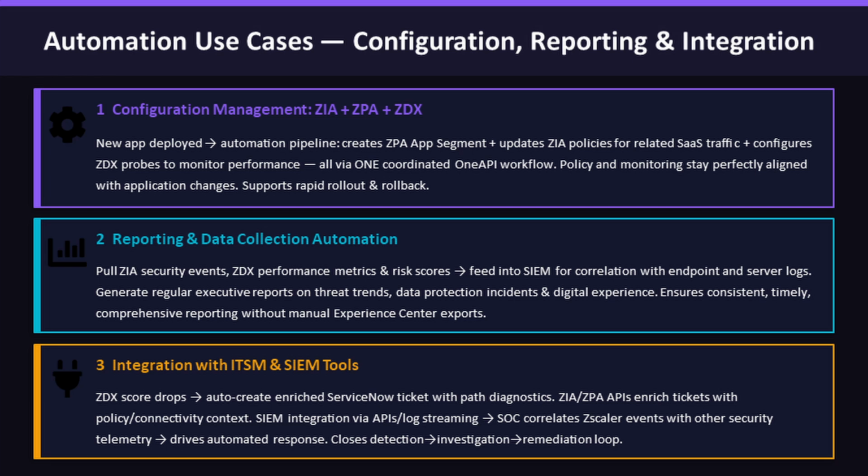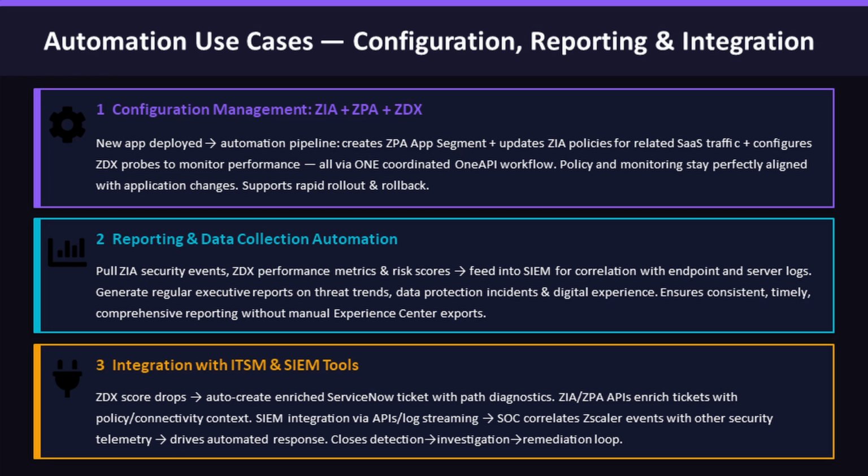It calls the ZIA API to update URL filtering and cloud app control rules for related SaaS dependencies. And it calls the ZDX API to configure monitoring probes for that application. All of this happens through a single API session with one authenticated token. The result: policy and monitoring are perfectly aligned with the application change from day one, with no manual portal work and no risk of a monitoring gap because someone forgot to configure ZDX probes.